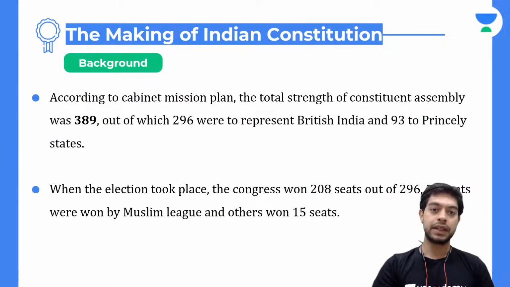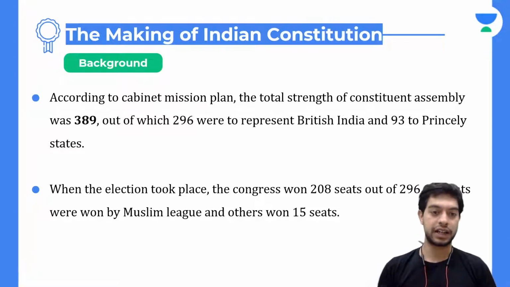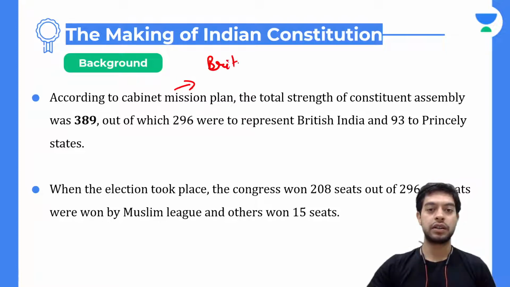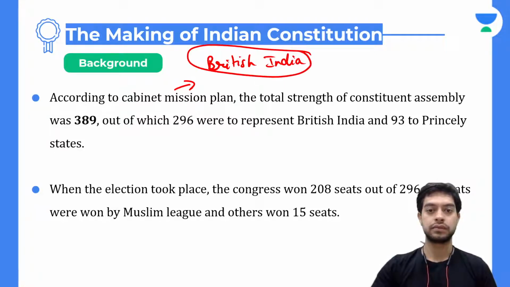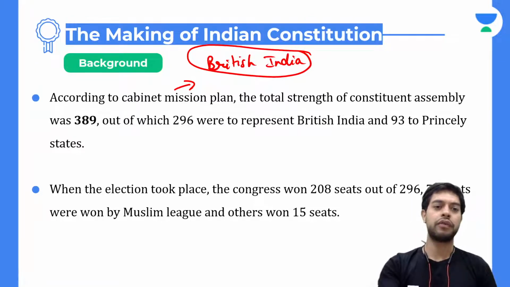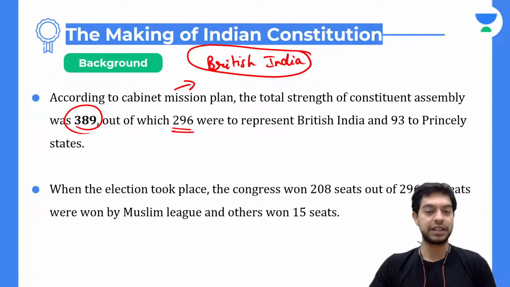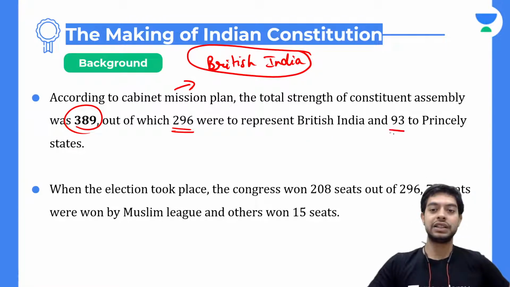According to the Cabinet Mission Plan, जब Cabinet Mission Plan के अंडर Constituent Assembly बनी थी for the British India. Remember that under Cabinet Mission Plan, the Constituent Assembly was made for the British India. The total strength of it was 389, out of which 296 were from British India, means the present day India and Pakistan both, and 93 seats were from princely states.